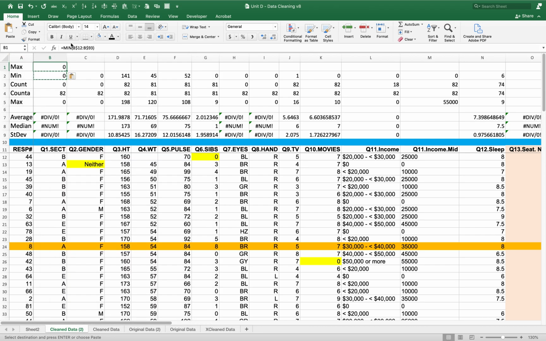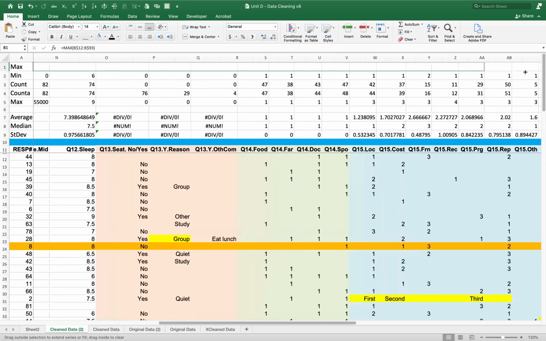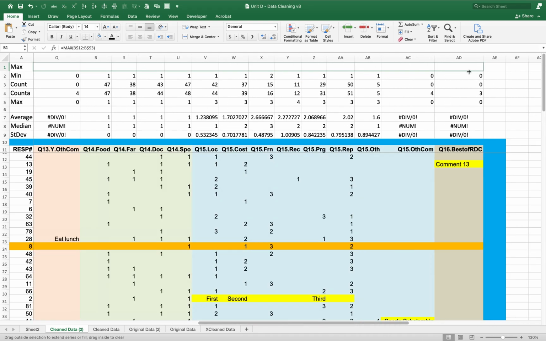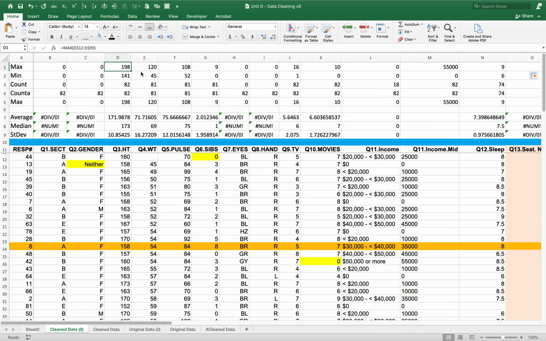Okay. So there's my max and my min. I'm just going to copy that across there. Not sure what happened there, but anyways, it should be okay now. So we take a look at this, and we've got our weights now go from 45 up to 120. Our heights are fine. We're good.